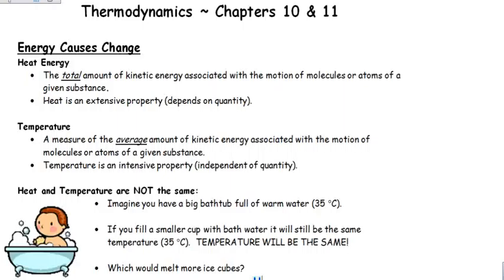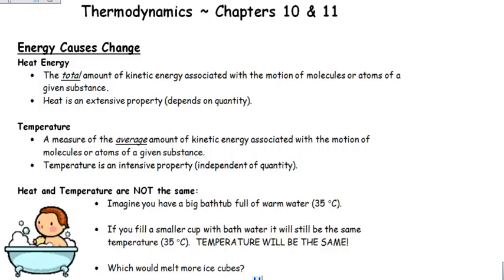Welcome to Thermodynamics. Thermodynamics is the study of energy transfers in chemical reactions or just in physical changes like maybe a phase change. So there's a few vocabulary words that we should get straight, and sometimes the words heat and temperature are used interchangeably, and they probably shouldn't be.